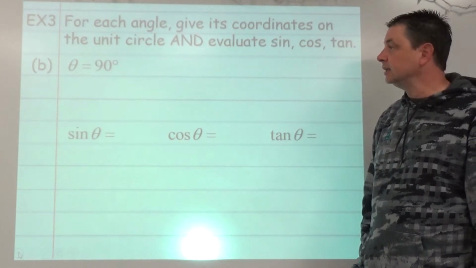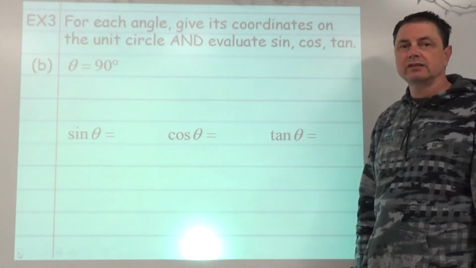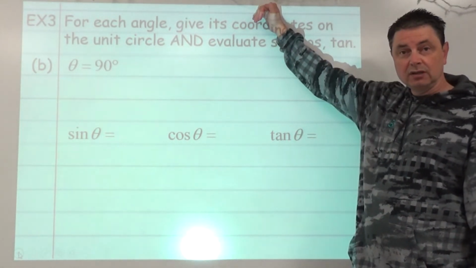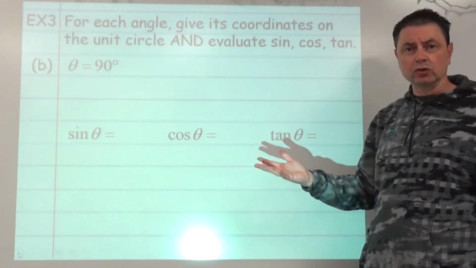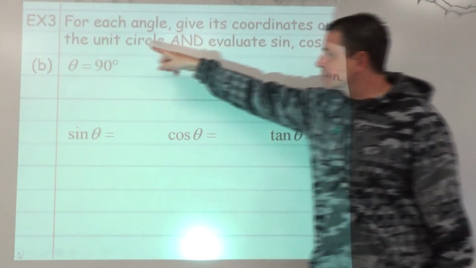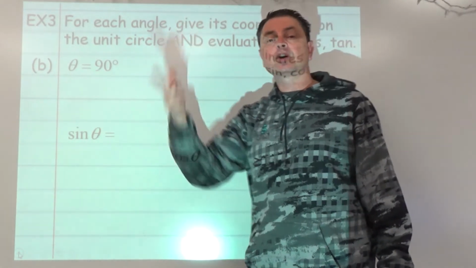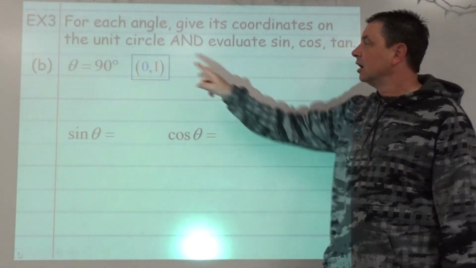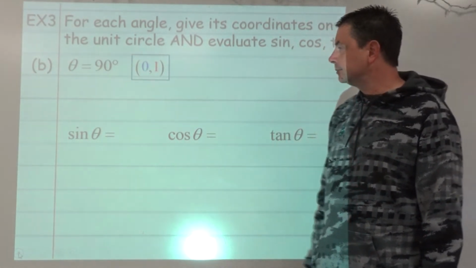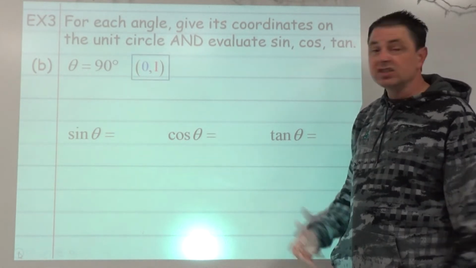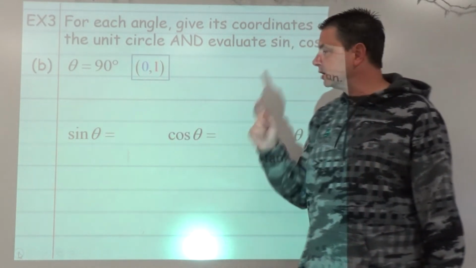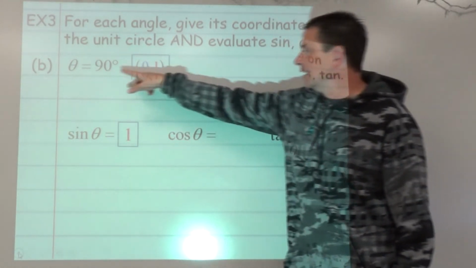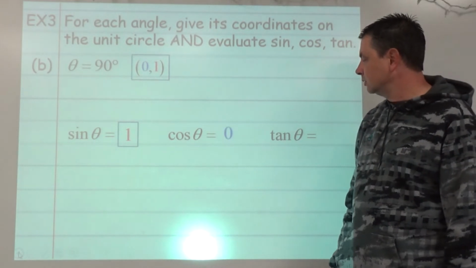All right, part B. Theta is 90 degrees. That should be pretty easy to come up with. It's straight up. So we don't really need to think about triangles. Just think about going unit circle up 1 in the coordinate plane, and we should be able to come up with our coordinates. Up 1 from the origin is (0, 1). All right, let's evaluate. Sine of theta is the y-coordinate. Sine of 90 degrees is 1. Cosine of 90 degrees is the x-coordinate, 0.